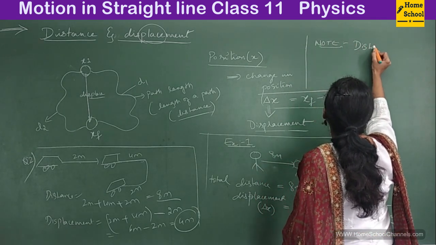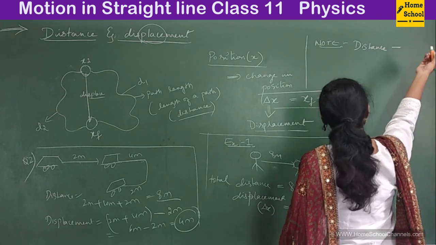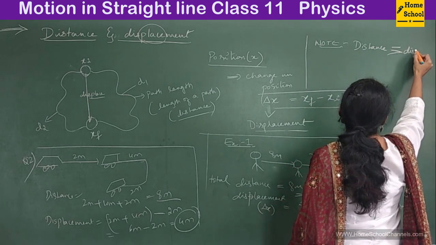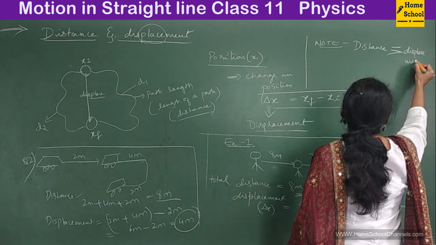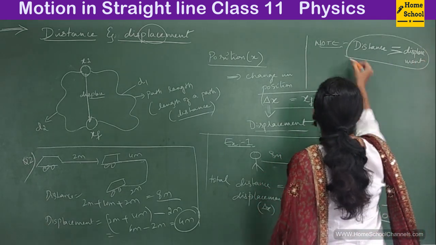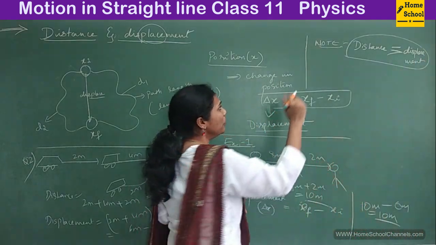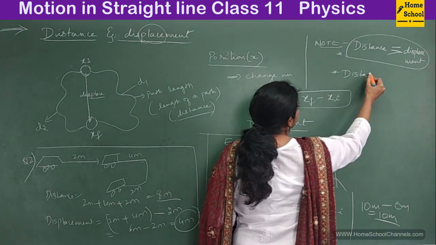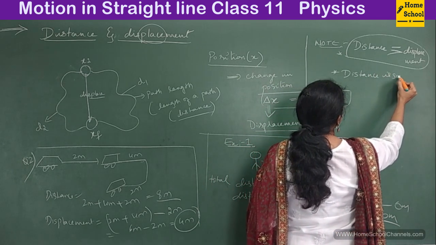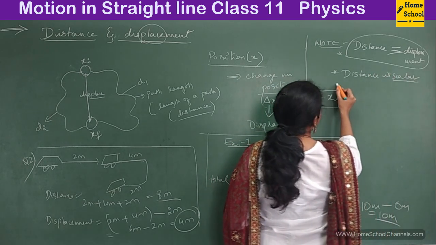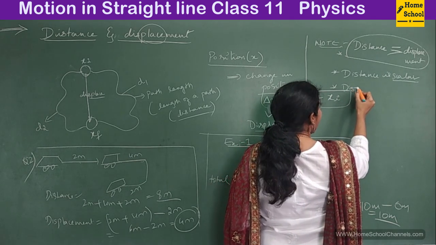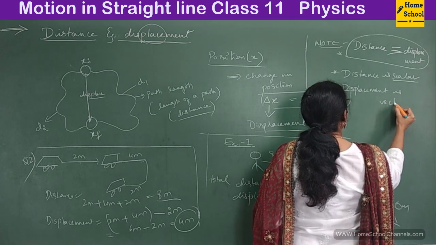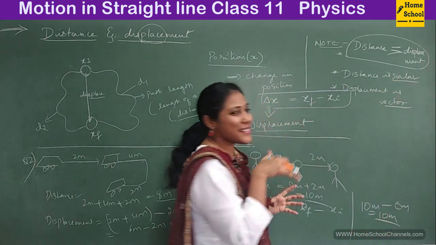Your distance is always either equal to or greater than displacement. So this is really very, very important. And one more point I would like to mention here. Distance is a scalar quantity, whereas displacement is a vector quantity.